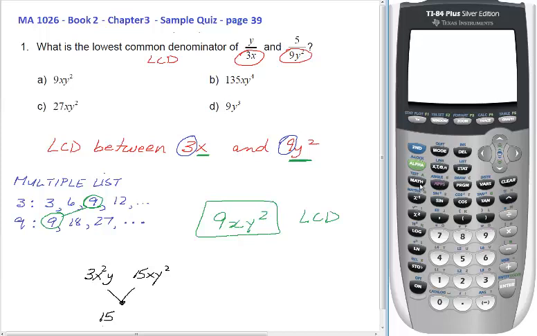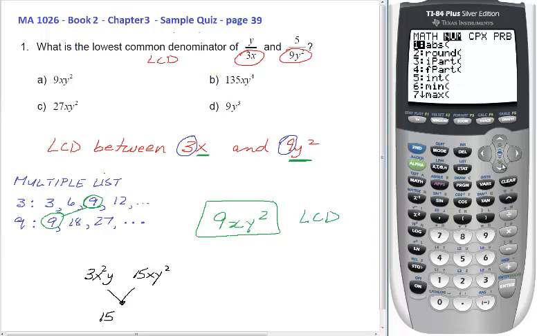Okay, so math, number, lowest common denominator. Let's see. Oh, there it is. LCM, number 8. I passed it. Okay, and then enter your two numbers. In this case 3. Put a comma between. Comma's right there. 15, and you can only enter 2 at a time, and it tells you it's 15. So if you're not sure with the numbers, again, you can double check them on your calculator.